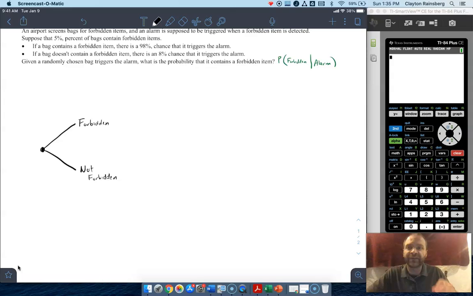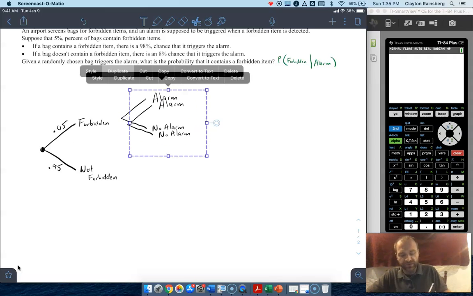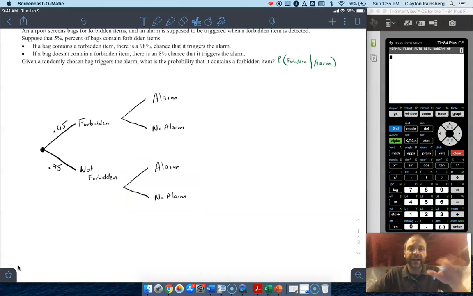Now we're told 5% of the bags contain forbidden items. So right here is 0.05 and right here is 0.95. And we're good. Now, what happens next? They get to the airport, they get in line, then they go through the detectors. When they go through the detectors, you're either going to get an alarm or you're not going to get an alarm. And the same goes down here.